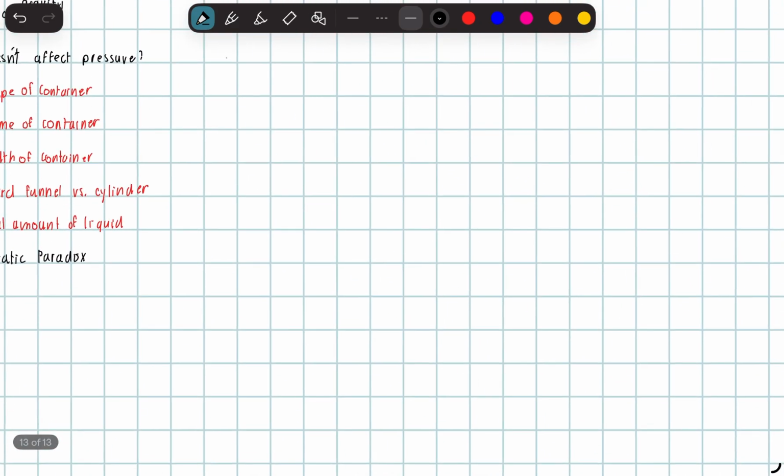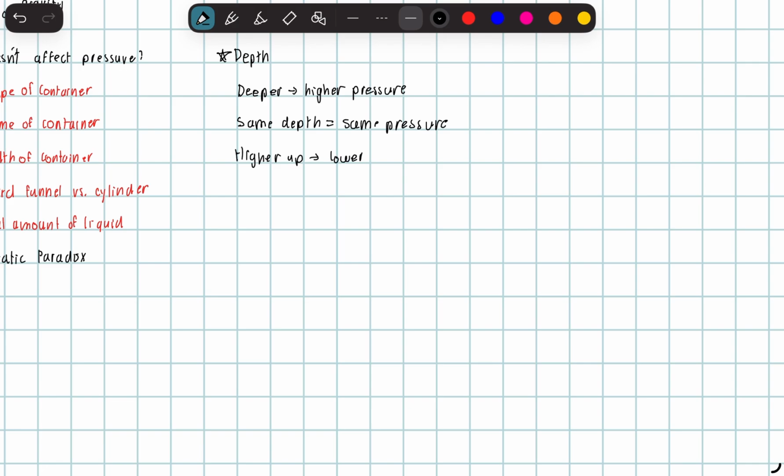The most important thing is depth. When you are deeper, you have a higher pressure. When you are at the same depth, you have the same pressure. If you're higher up, you have a lower pressure. So you're always asking, how far below the surface is this point that I am examining?